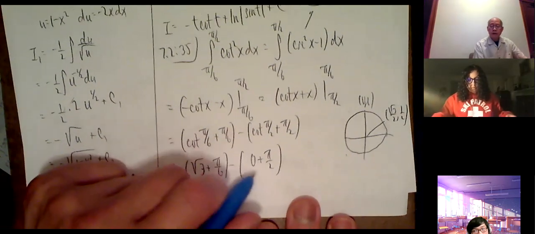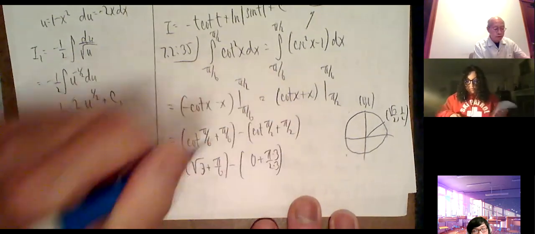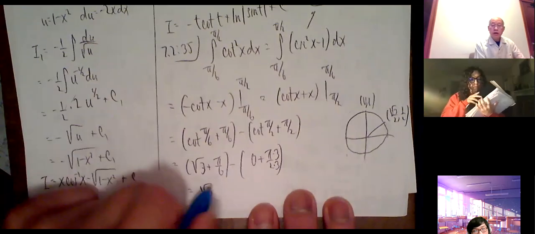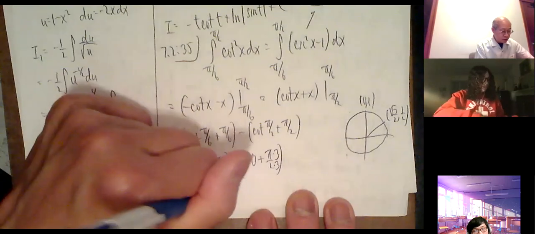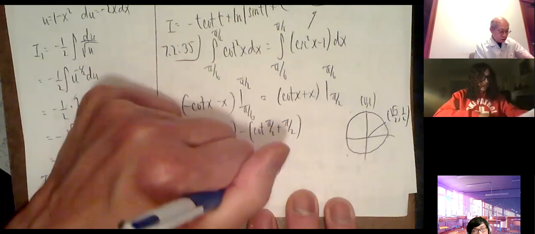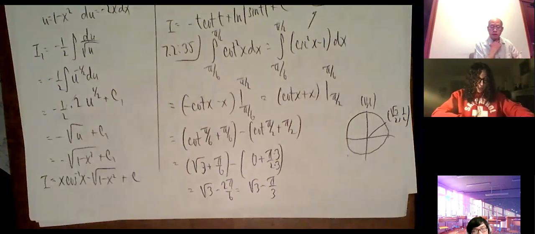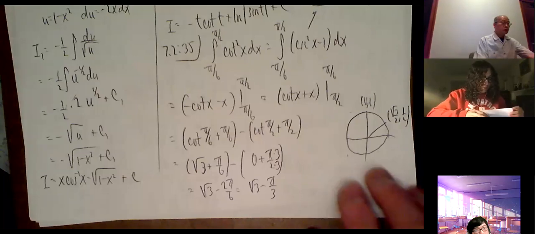Okay, so common denominator, multiply that by 3, multiply that by 3. So radical 3 plus pi over 6 minus 3 pi over 6 is minus 2 pi over 6, or radical 3 minus pi over 3. Okay, and finally 37, I won't have time to finish it. We're almost out of time actually, but I'll just set you up for that.